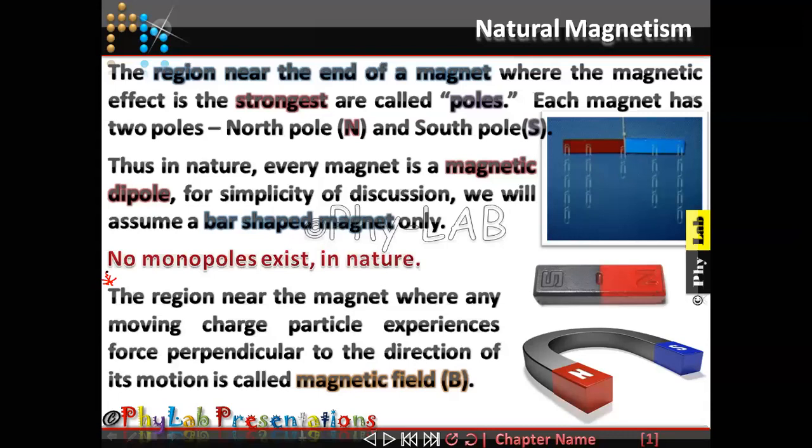Now what you need to write down is: the region near the magnet where a moving charged particle, that's the first thing you should take care about, experiences a force perpendicular to the direction of the motion. So a region near the magnet where any moving charged particle starts experiencing a force perpendicular to its direction of motion is defined as a magnetic field. Kindly take this particular definition into your account, note it down so that you can reiterate it whenever it is asked.